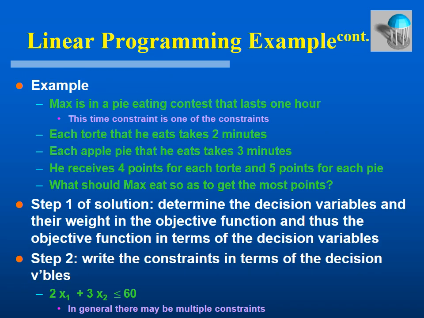The constraint is the time. That is to say, the number of minutes to eat a torte, 2, times the number of tortes, plus 3, the number of minutes to eat an apple pie, times the number of apple pies, has to be less than or equal to 60. In this particular example, there's one constraint, but in the general problem, there may be multiple constraints.